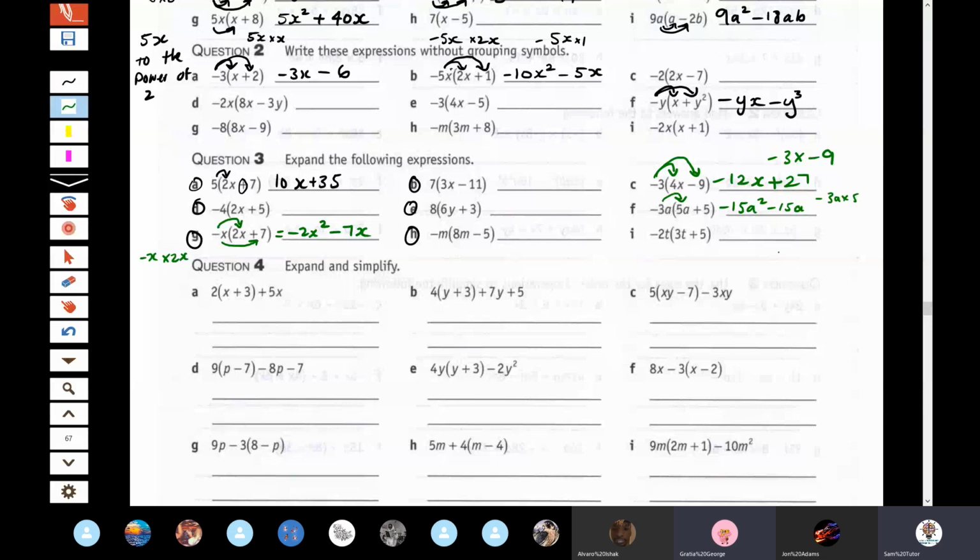Last one here. Let's try this one and then we'll mark all of them. Negative 2t times 3t. Negative 2 times 3 is negative 6t squared. Negative 2 times positive 5 is negative 10, and then t.